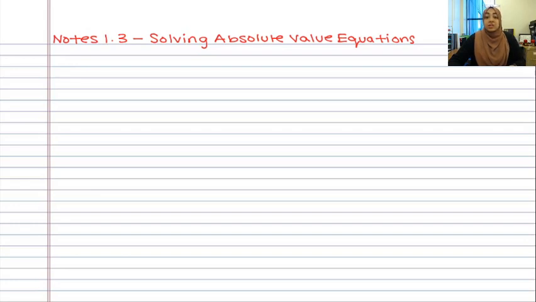By now, we've talked a fair amount about absolute value functions and how to transform their graphs. What we're going to get into now is how to solve an absolute value equation. And the best way to do that is just to jump right into it.